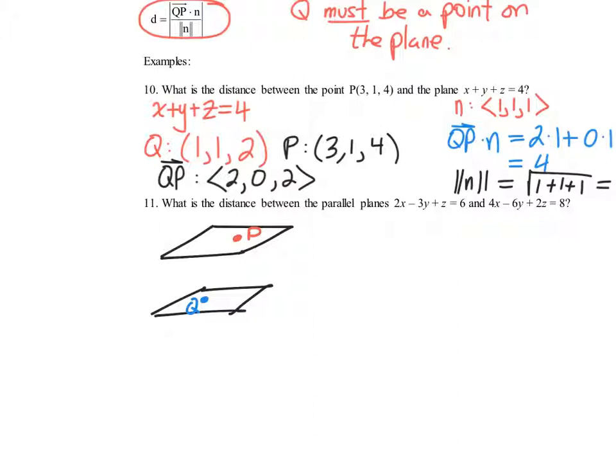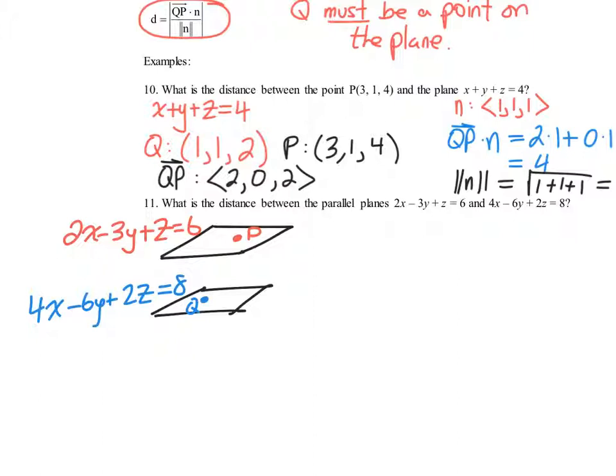I don't know which plane is which based on those equations. I don't have GeoGebra open. I also don't particularly care. So what I can do is just call this one, well, let's keep the color coding consistent. Call this one 2x minus 3y plus z equals 6. And call the other one 4x minus 6y plus 2z equals 8.